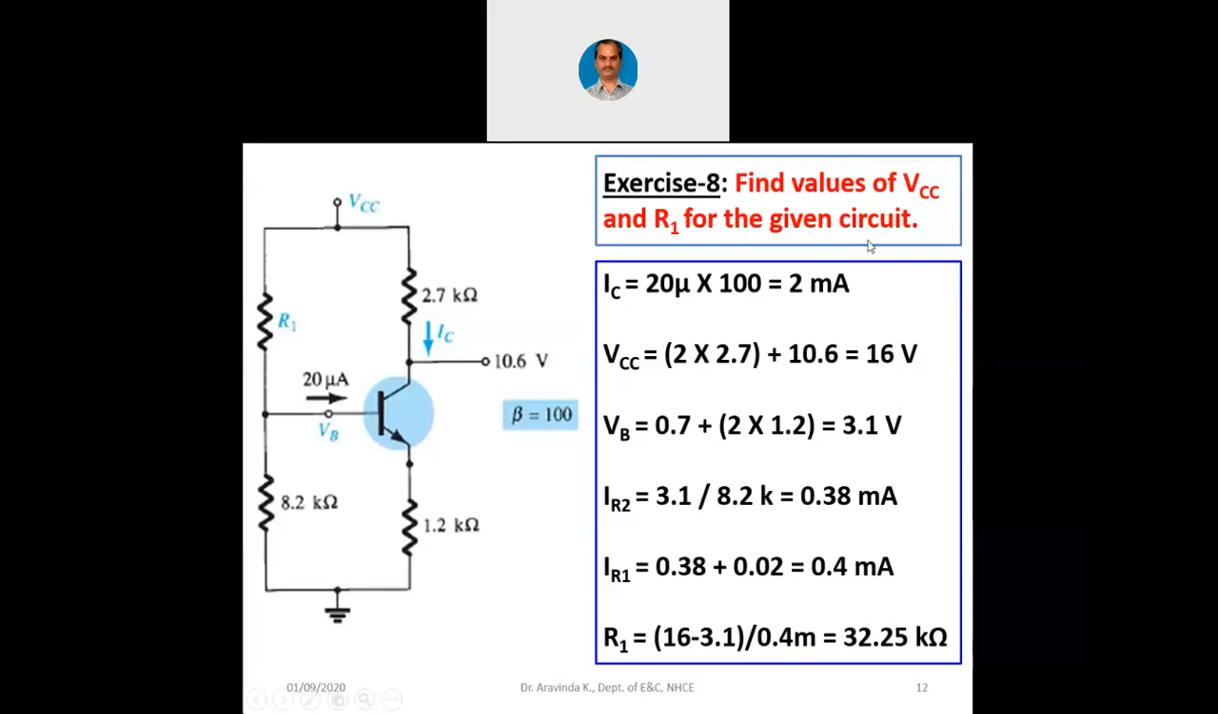Now this is an exercise of the voltage divider bias. So till now in our class we have discussed three biasing circuits. One is fixed bias, one is self bias, and the last one is voltage divider bias. Fixed bias is also called base bias, and self bias is also called emitter bias.